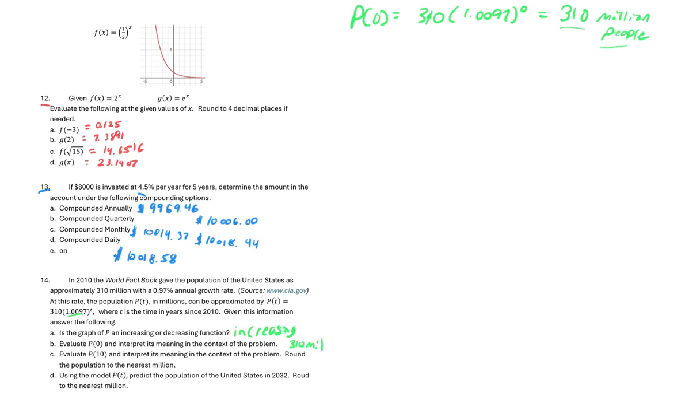Evaluate P of 10 and interpret the meaning, round the population to the nearest million. So that would be 310 times 1.0097 raised to the 10. Calculator will spit out 341.41, we're to round to the nearest million. So 341 million. That means 10 years after 2010, or in 2020, we would expect the United States to have 341 million people.